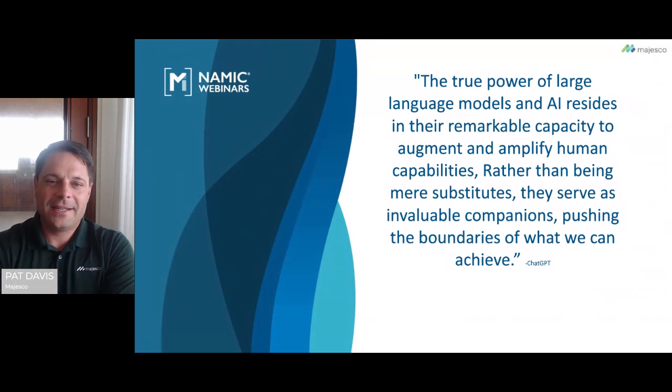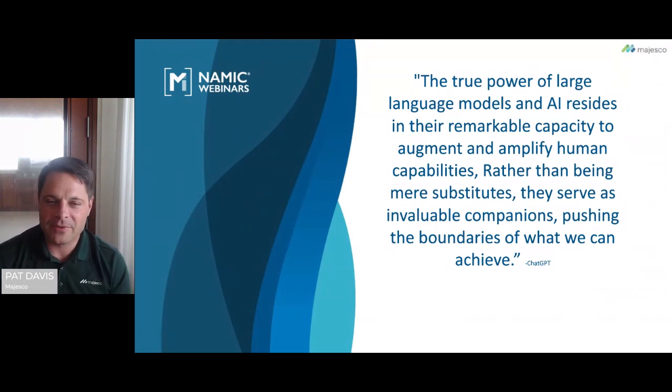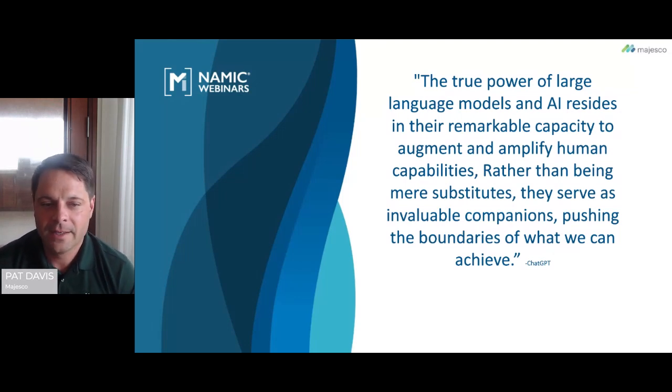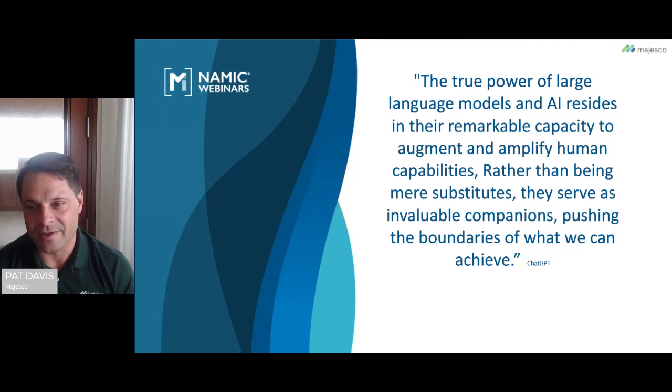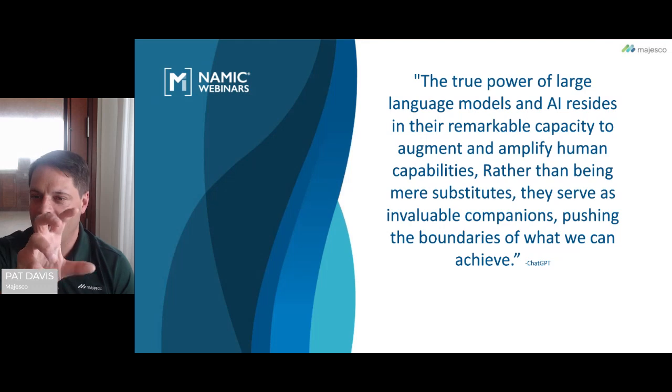So with this, I said that the true power of large language models and AI resides in their remarkable capacity to augment and amplify human capabilities. ChatGPT came up with this quote for me, so it saved me having to make this slide or quote. So it's already doing it. I think the real point is that the era we're currently in, but right on the cusp of, is one where generative AI is more of a co-pilot that still requires a pilot, especially for insurance, where we're a little more touchy about things happening automatically, and about compliance, than most industries. And so that's where we're at. And we're on the cusp of the next step.